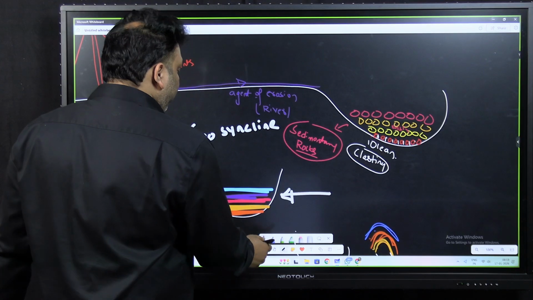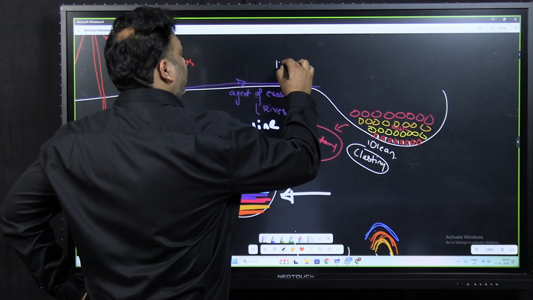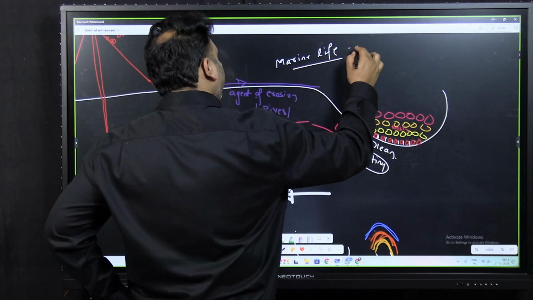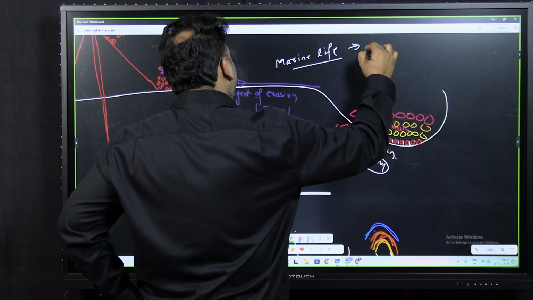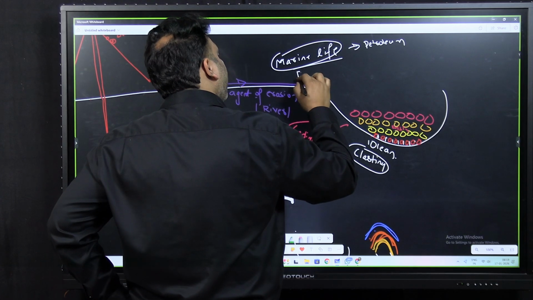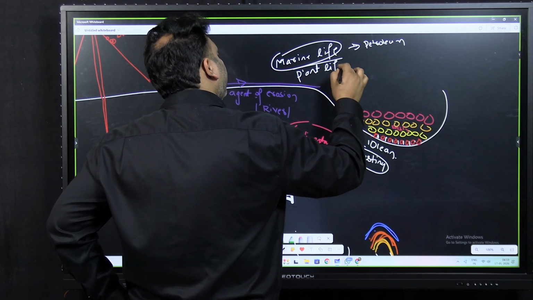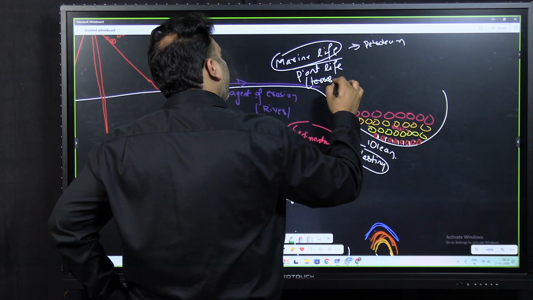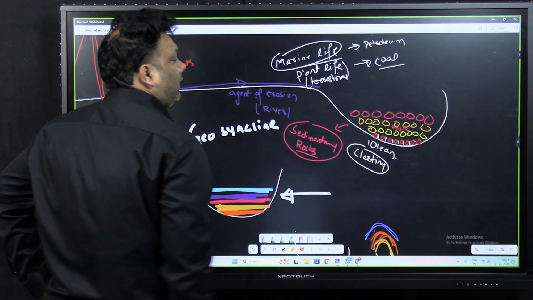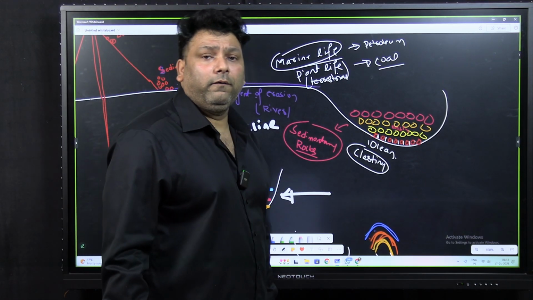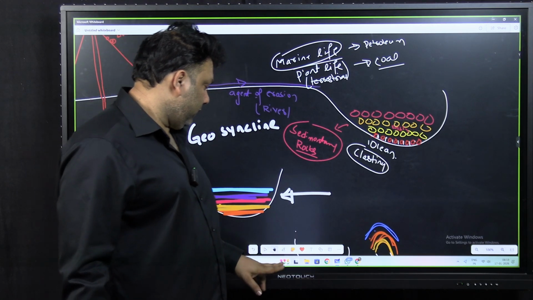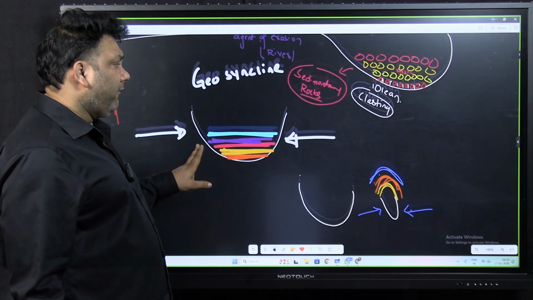So if the marine life is fossilified, it will form petroleum, and if the plant life or the terrestrial life is fossilified, it will form coal. That's why the sedimentary rock is fossiliferous, which means it will have fossils, whereas the igneous rocks will not have fossils.